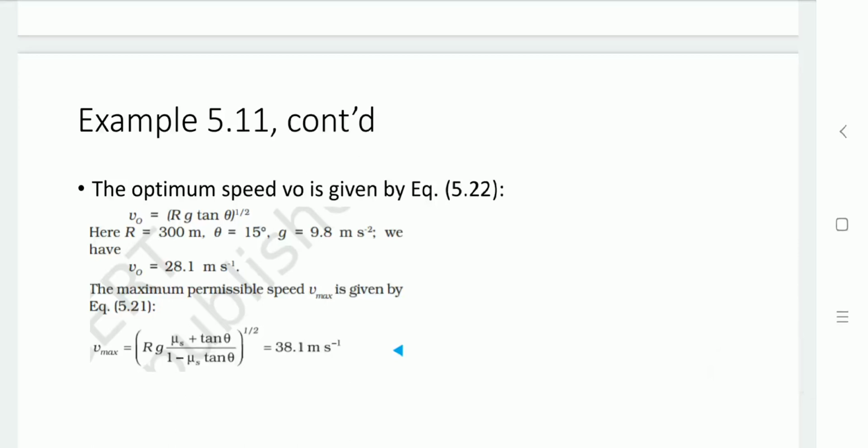R is given in the example as 300 meter, theta is 15 degree, g is 9.8 meter per second square. By substituting all the values, we are having v0 equal to 28.1 meter per second. And the maximum possible speed, v maximum, equals the square root of Rg times mu s plus tan theta, divided by 1 minus mu s tan theta. So this value we are getting is 38.1 meter per second.